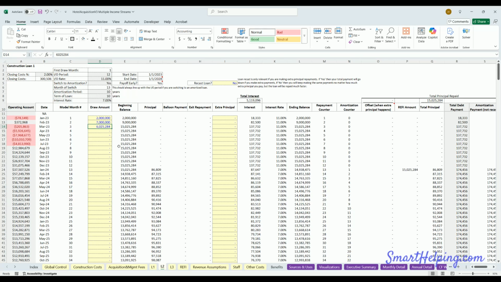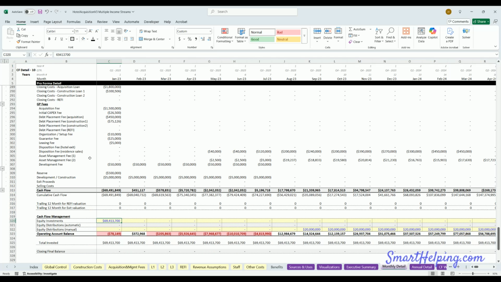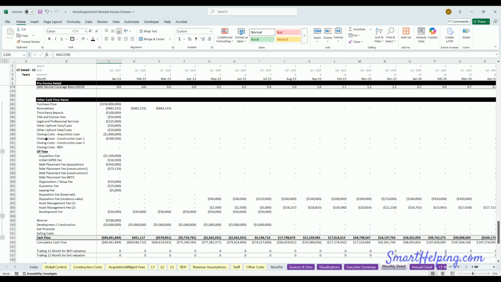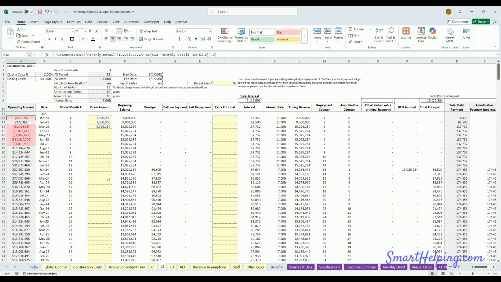Oh, what happened there? So that went negative, probably because of the closing costs made this less. Because the total loan amount is going to be multiplied by this closing cost number and hit in month 1. If you look at the monthly detail, closing costs on construction loan 1 are right here, which is going to hit whenever the very first draw is, which is automatically calculated. Right here I did some logic to figure that out, and it's just based on whatever first draw happens here.